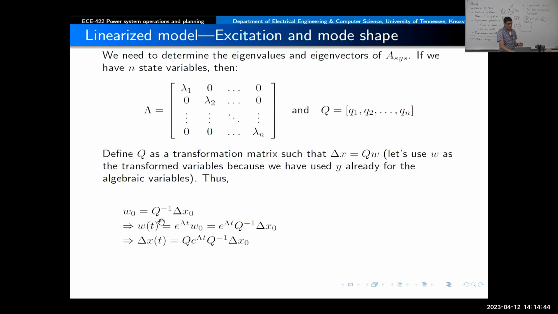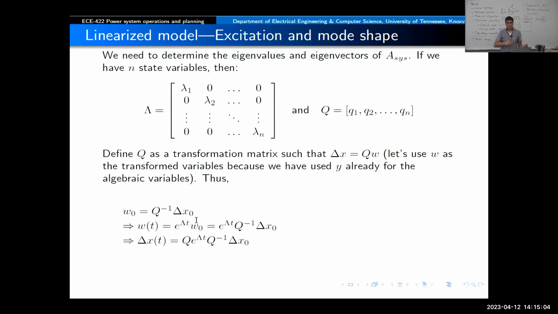So w is going to be Q inverse multiplied by delta x0. And delta x0, what is delta x0? What do you think? We're linearizing this with respect to the equilibrium point. So what is delta x0?